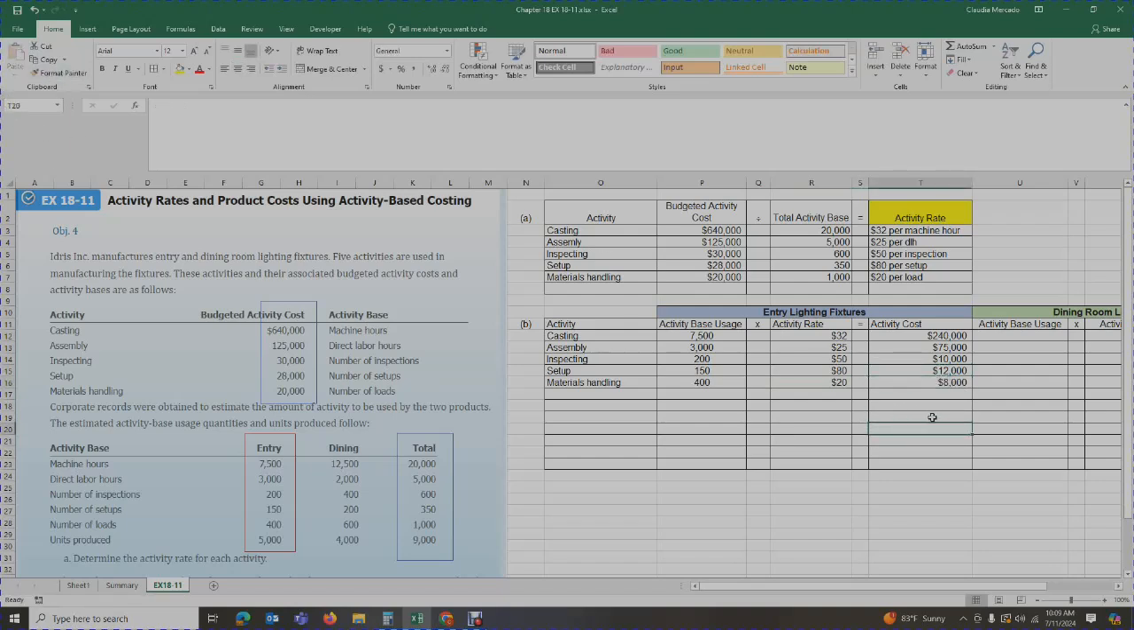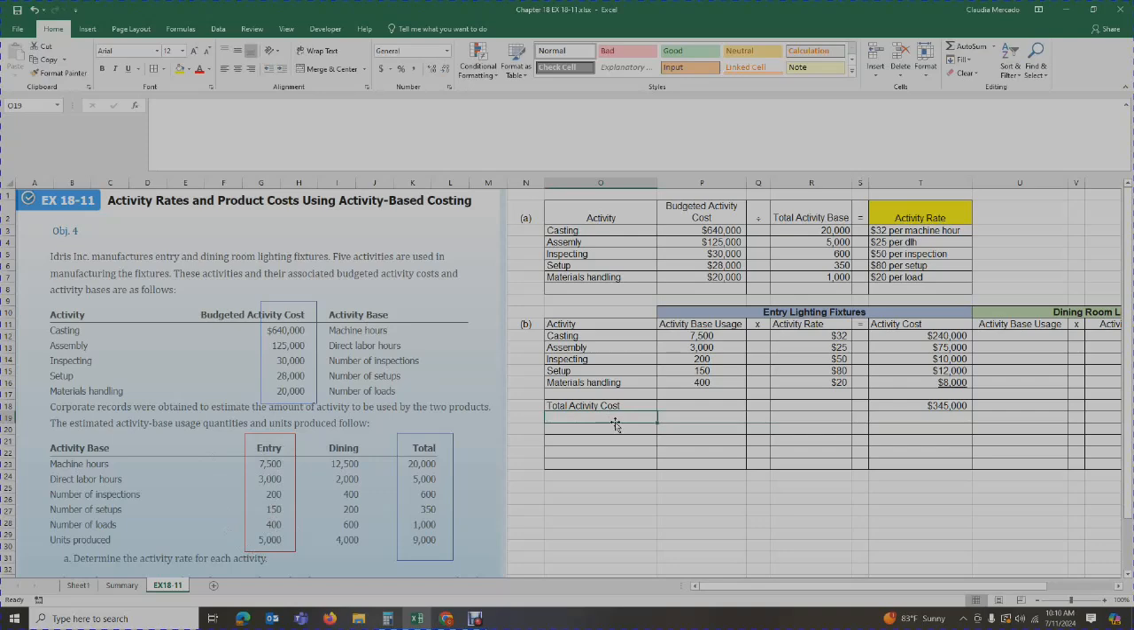So that is how we assign costs based on the activity rates that we previously calculated. Now we are going to get the total activity cost. To get the total activity cost, we're basically just going to add all of the activity costs down. Because I am using Excel, it is much easier to get the total than to use a calculator. So here we have $345,000 that we're spending on the entry lighting fixtures. That is the total cost to manufacture those 5,000 units of entryway lighting fixtures.